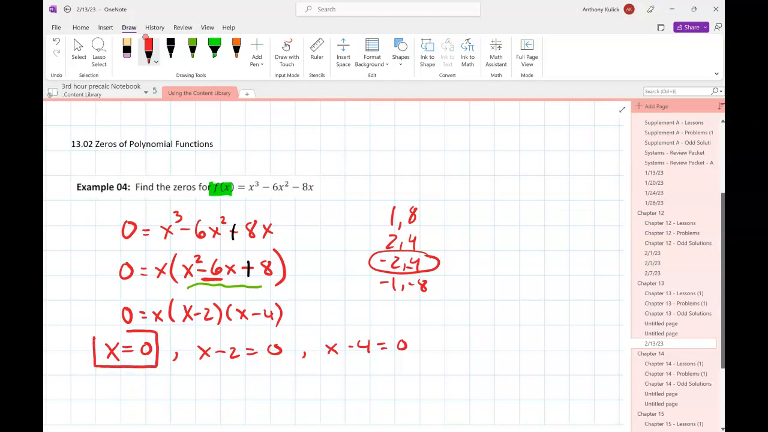So x equals 0, that's already solved for me. Add 2 over to both sides, and add 4 over to both sides. And those are my 3 zeros for the function. X equals 0, x equals 2, and x equals 4. Awesome.